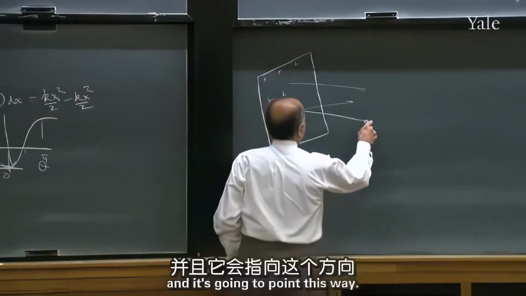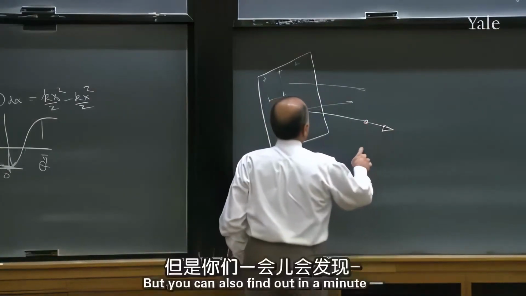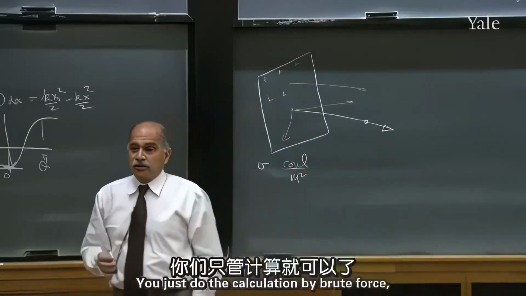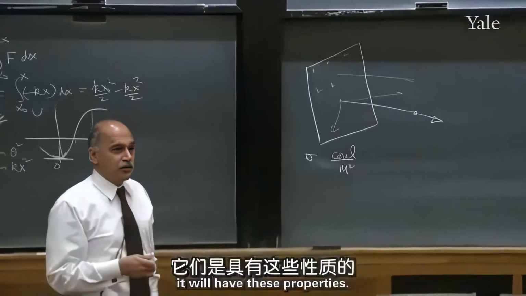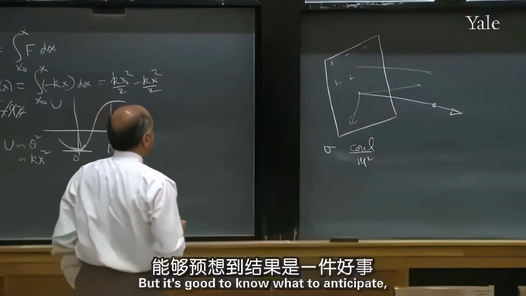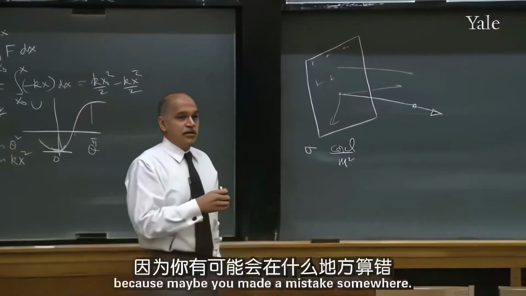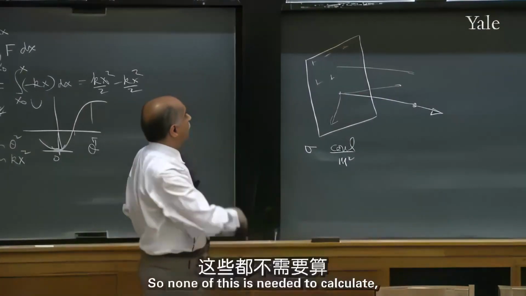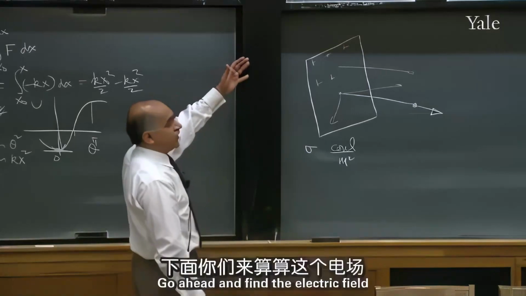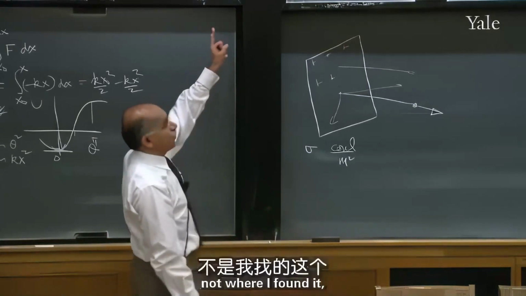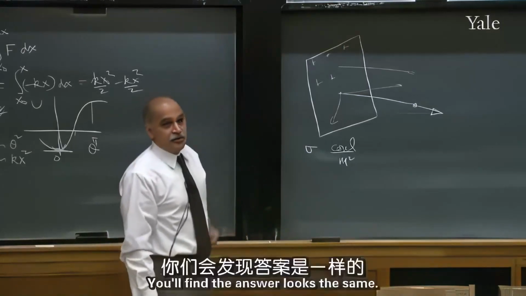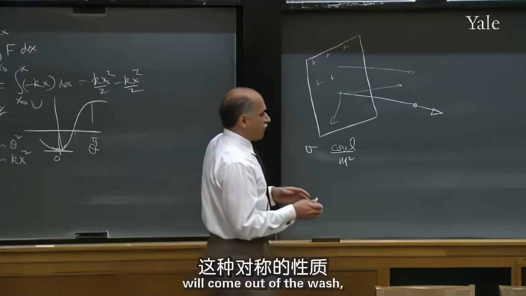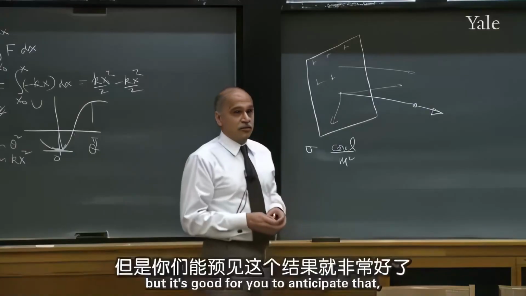And it's going to point this way, but you can also find out in a minute. By the way, you don't need any of the symmetry arguments. You just do the calculation by brute force. It will have these properties. But it's good to know what to anticipate, because maybe you made a mistake somewhere. It's good to know some broad features. So none of this is needed to calculate. Even in that problem, go ahead and find the electric field, not where I found it, but 2 inches to the right. You'll find the answer looks the same. So those symmetric properties will come out of the wash, but it's good for you to anticipate them.